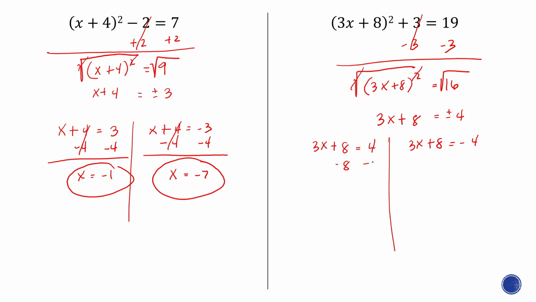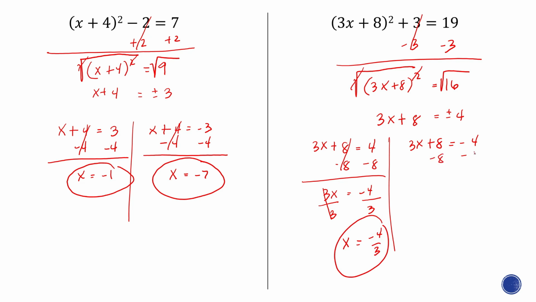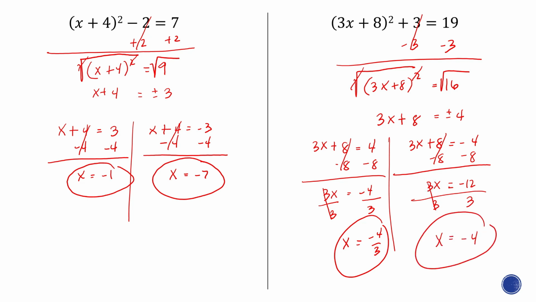So subtract 8 on both sides. This will be 3x equals negative 4. Then divided by 3, x equals negative 4 over 3. Alright, for this one, negative 8, negative 8. So 3x equals negative 12. They have the same signs. Divided by 3, so x equals negative 4. That's a little bit fast because this is an easy topic.